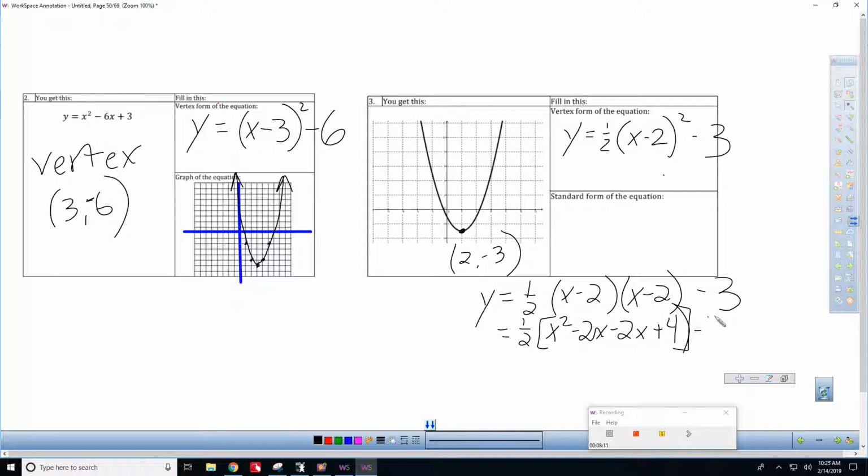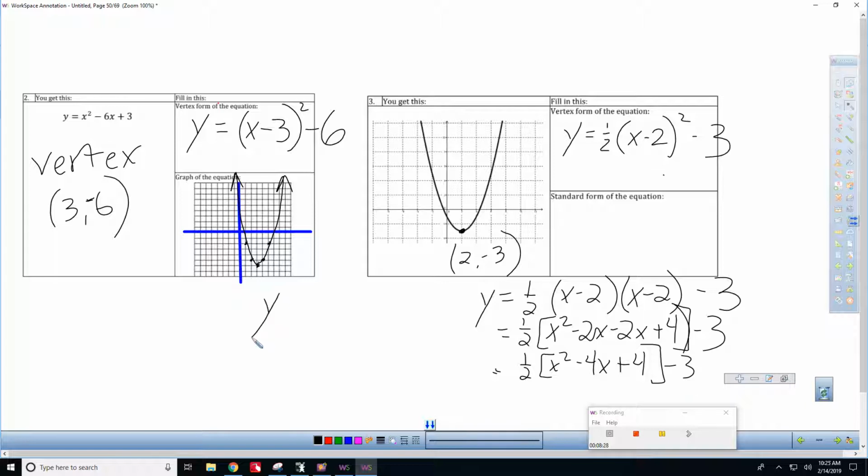I'm staying quiet because I'm focusing. Okay, this is hard stuff. Okay, we're going to go over here with the next step.